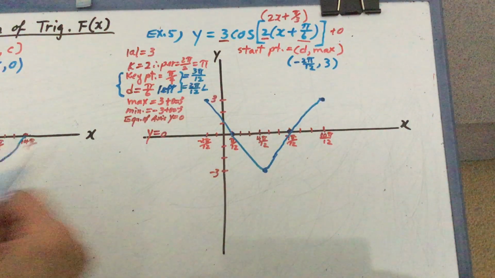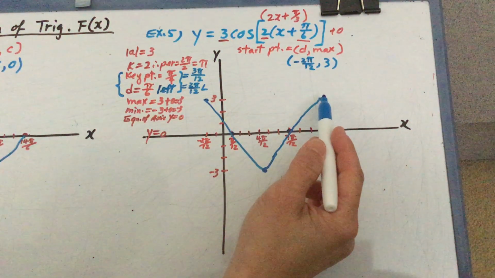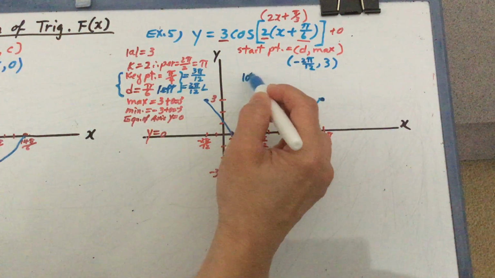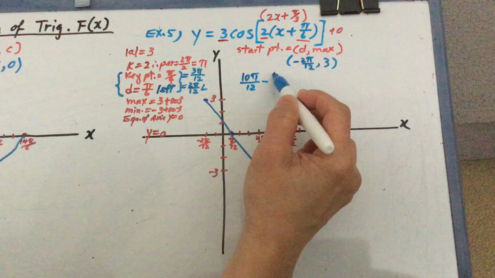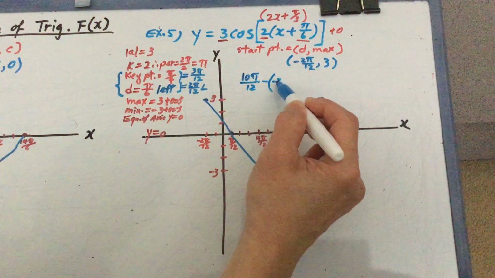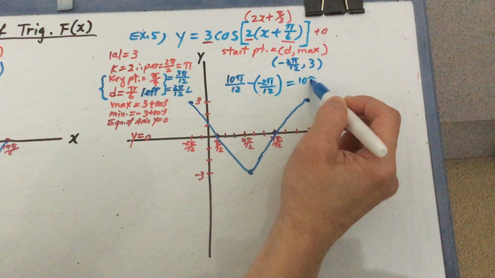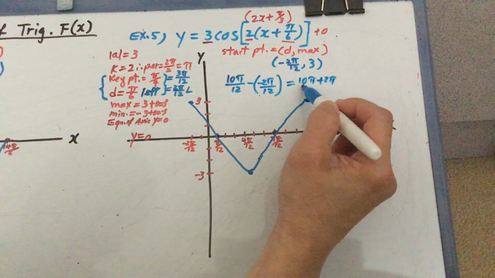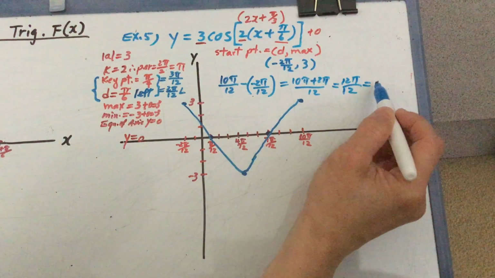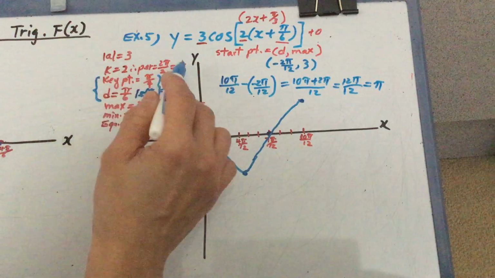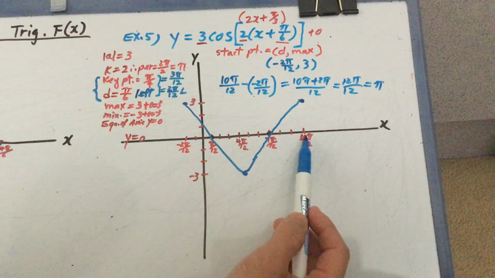So the best thing to do, to make sure that you got the right period, is that since the graph ends at 10 pi over 12, you take 10 pi over 12 and subtract the starting point, which is negative 2 pi over 12. Then you will get 10 pi plus 2 pi over 12, and you get 12 pi over 12, which is the same as pi. So now you know that you do have one complete period of pi, from negative 2 pi over 12 to 10 pi over 12.